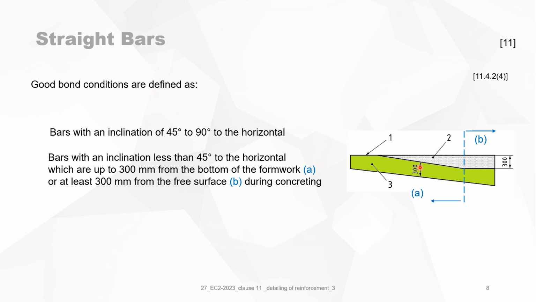So in this condition, you have 300 millimeters from the bottom of the formwork. So also on this side. So this is still a good bond condition. On the other side, when you have condition B, which is 300 millimeters from the free surface during concreting, so at least 300, that means the green area indicated here, below the 300 millimeters, that's also a good bond condition. So bear in mind this picture, and then you cannot mix up good bond and poor bond. Poor bond are all the other cases. So that's simple.